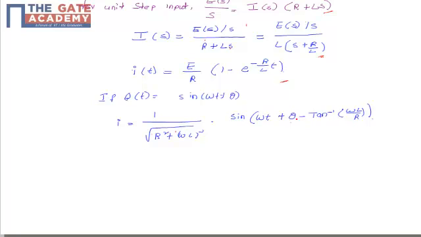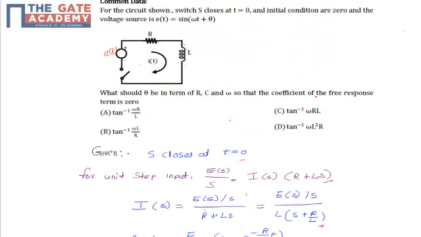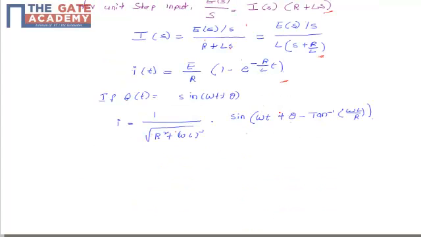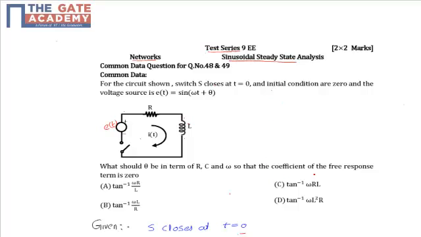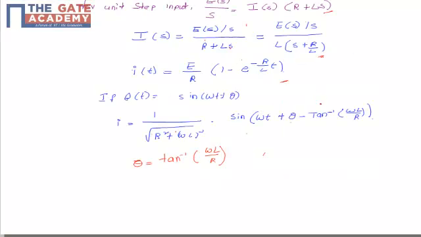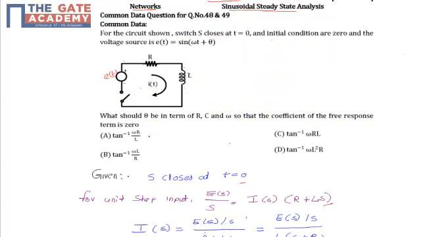If theta becomes tan inverse of omega L by R, then the coefficient of the free response term is 0. So if the theta value is tan inverse of omega L by R, then the coefficient of the free response term becomes 0. That is, theta is equal to tan inverse of omega L by R, which is option B.